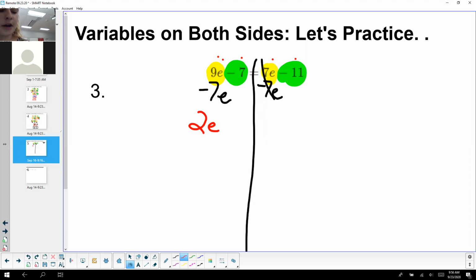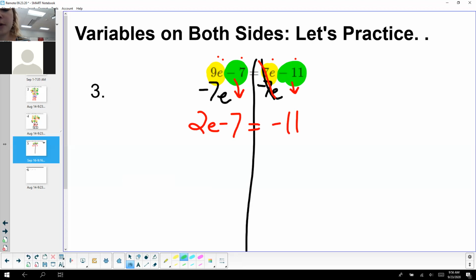So 9e minus 7e is going to give me 2e. And again, you can enter that in your calculator. 9 minus 7 equals 2. And then I'm going to go ahead and bring down my constant, -7, because I haven't done anything with that yet. That canceled over there, so I'm just left with -11 on this side.